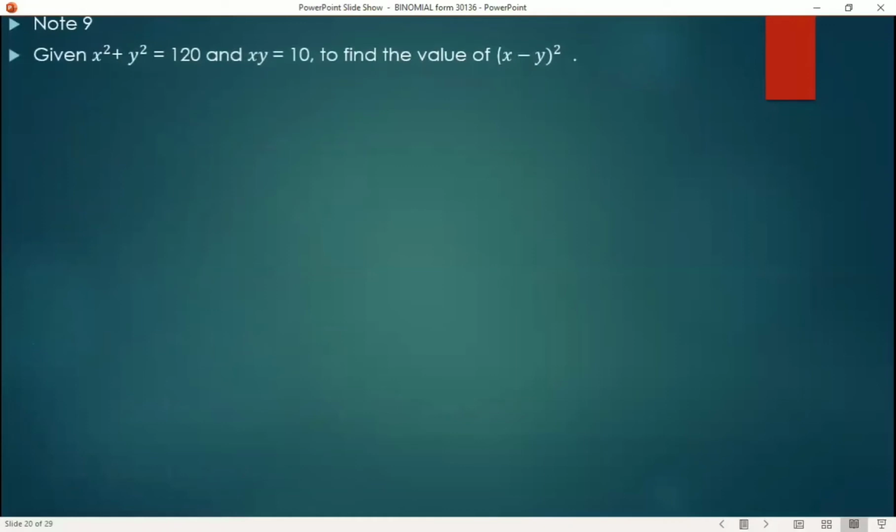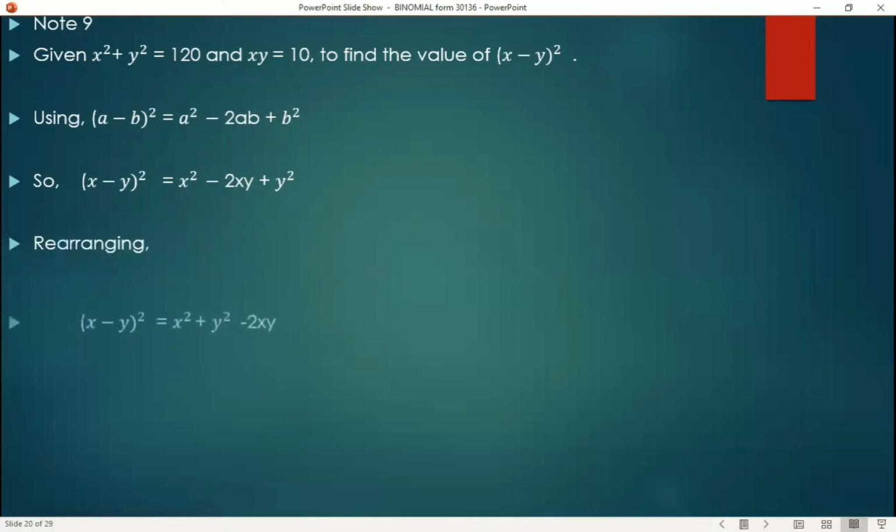Now questions can come in this way also. x² + y² = 120. xy = 10. Find the value of (x − y)². No big deal. Write down the formula. (a − b)² is a² − 2ab + b². So (x − y)², comparing it, is x² − 2xy + y².